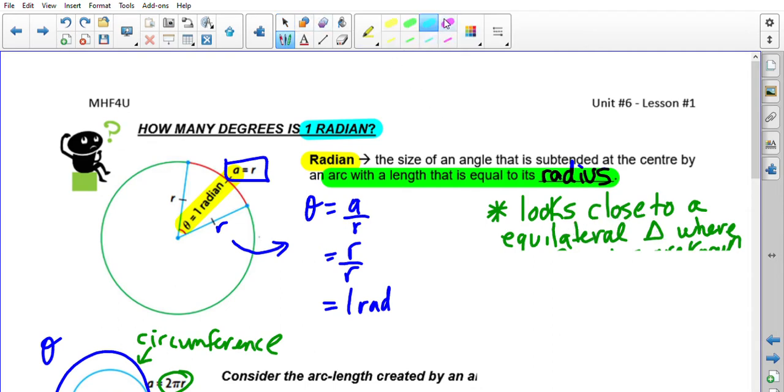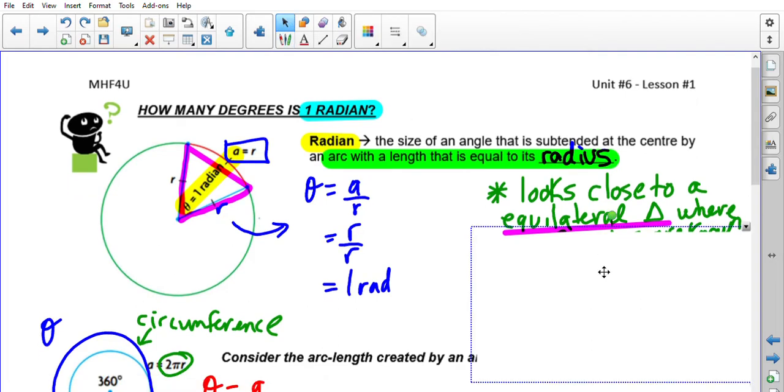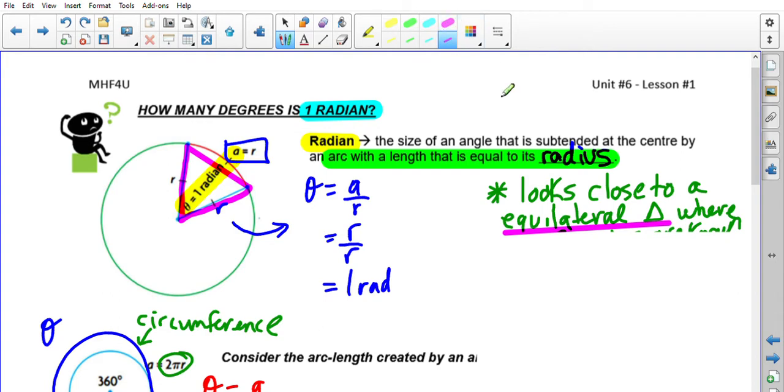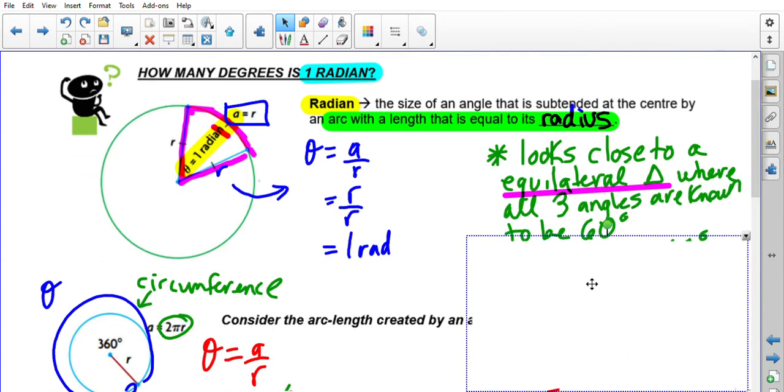Okay, so let's do that in purple. This guy here looks like our equilateral triangle. What do we know about equilateral triangles? We know they have all 3 angles inside that are 60 degrees each, right? So I'm going to guess that the angles inside here are roughly 60 degrees each.